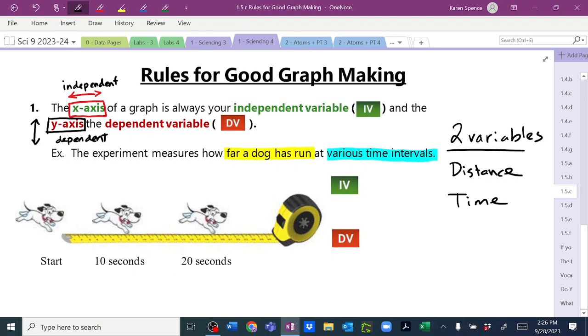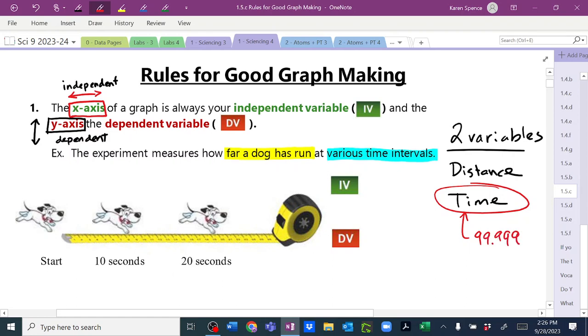Time, if time is one of the variables, it will almost always be the independent variable. I can't think of any offhand. I'm saying almost to cover my butt. You know what I mean? Like if it happens that it isn't at some point, but I would say 99.999% of the time will be independent.